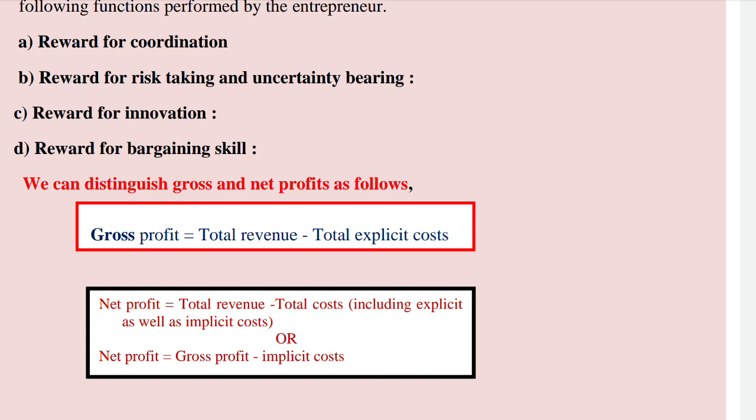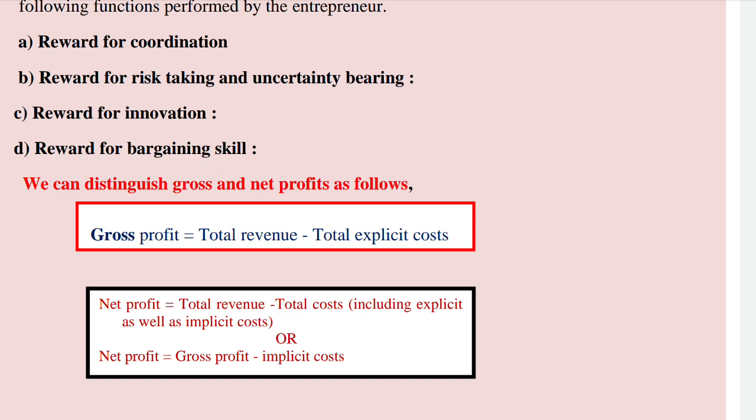The entrepreneur may adopt new techniques in the production process, introduce new products to the market, and invent new markets in order to earn more profits. And lastly, reward for bargaining skill. It is also a very important thing. While employing various factors of production, the employer tries to bargain as far as possible. The degree of his success depends upon his bargaining skill.